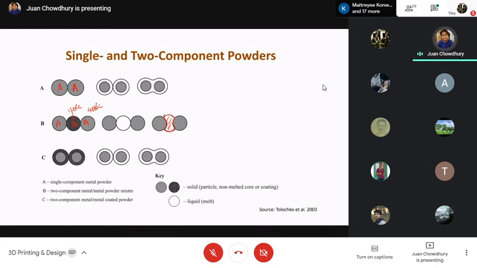Without affecting the structure of A. This is very interesting. The third is, you have the metal powders coated with another material. So here you have A, where C is a coating that is being offered on the metal powder, and as you melt it, the coating gets melted and fuses the two parts of the metal together.